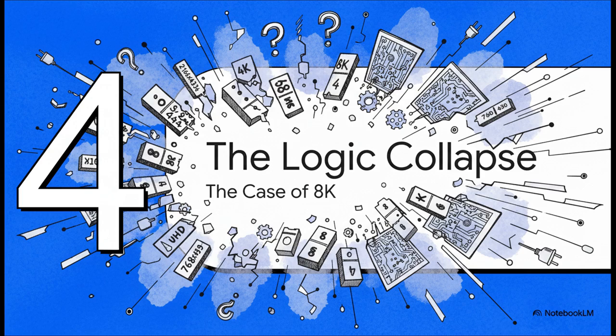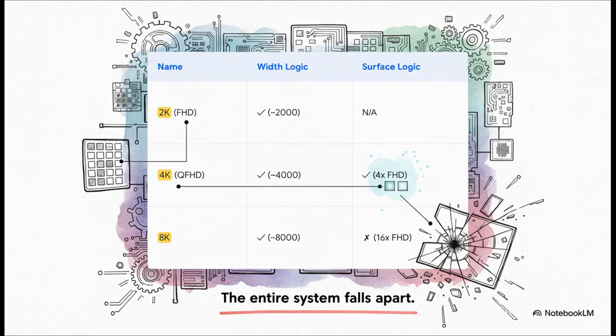All right, so now let's look at the fallout. Let's see how this one single marketing decision created a huge domino effect that completely shattered any sense of logic for every resolution that came after it. Just take a look at this. It's kind of wild. 2K. Okay, that makes sense as a nickname for Full HD since 1920 is pretty close to 2,000 pixels wide. Check. And 4K, well, thanks to that marketing trick, it cleverly works for both the width logic and their new surface area logic.